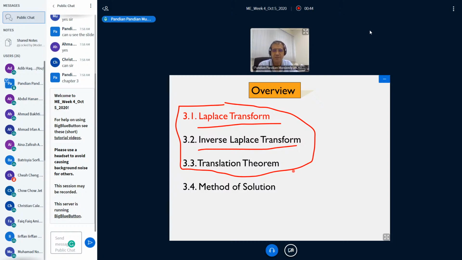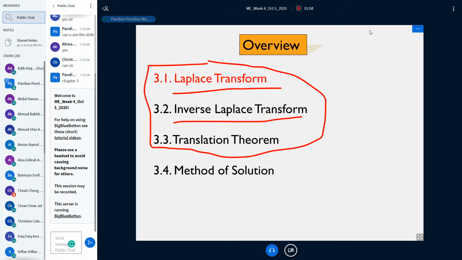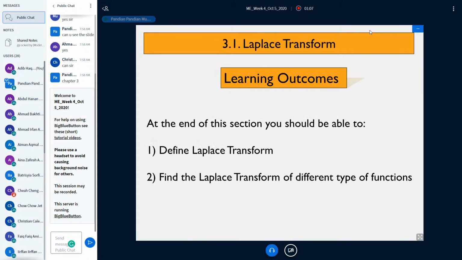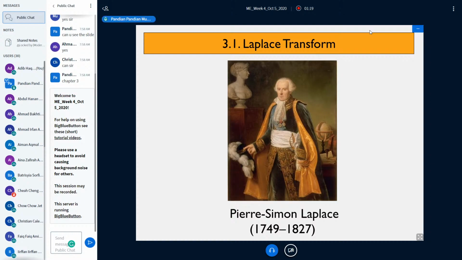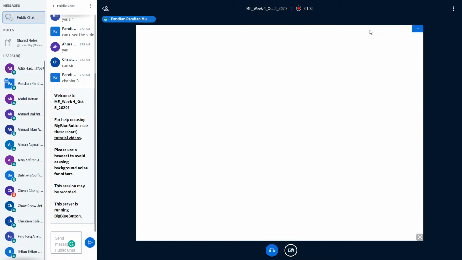So if you have any questions, please write them down, or you can ask me, and you can stop me at any time if you wish. Okay, so we will see the slide. So the learning outcome, we already saw: define Laplace transform and then find Laplace transform. This is the person who discovered Laplace transform, Pierre-Simon Laplace.